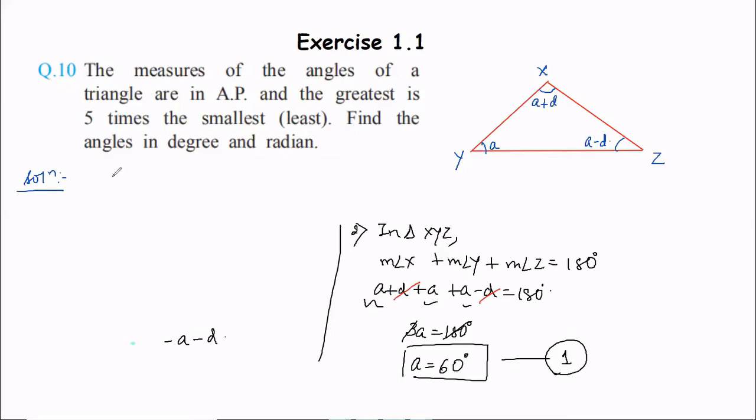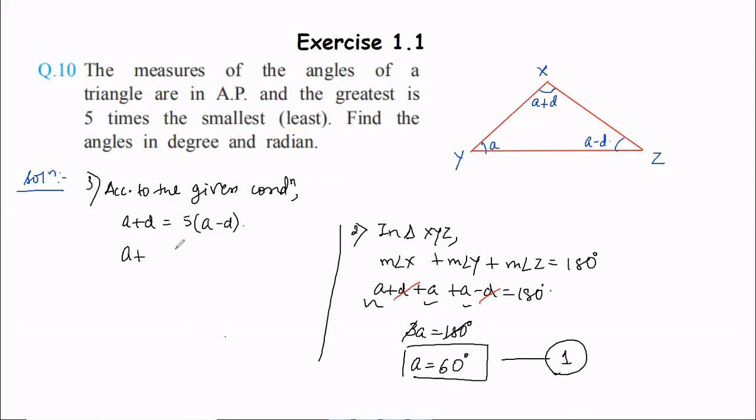Okay. So according to the given condition, this is the third step. According to the given condition, the largest angle or the greatest angle, that is a plus d, will be equal to 5 times the smallest, a minus d. Simplifying it, a plus d is equal to 5a minus 5d. So taking d on one side and a on the other side, this will be 5d plus d is equal to 5a minus a. So this will give me 6d is equal to 4a.